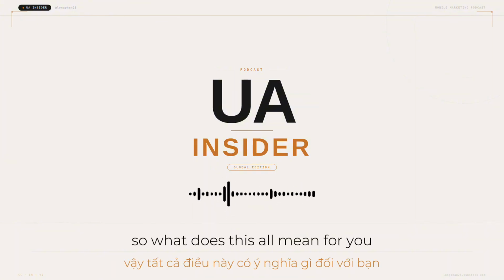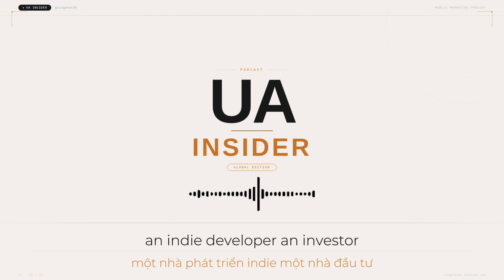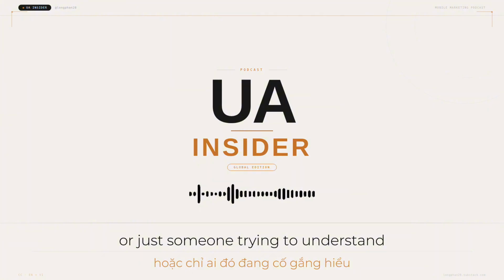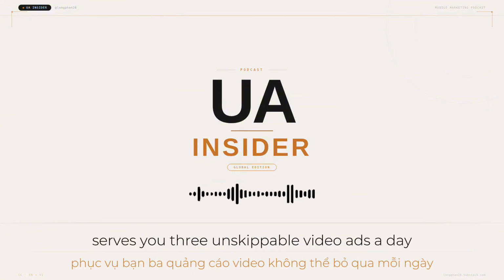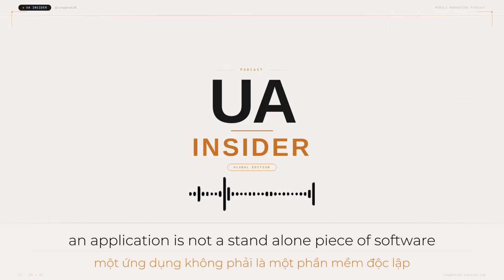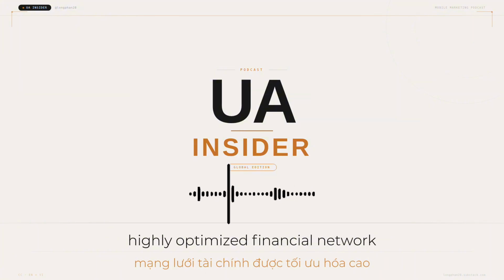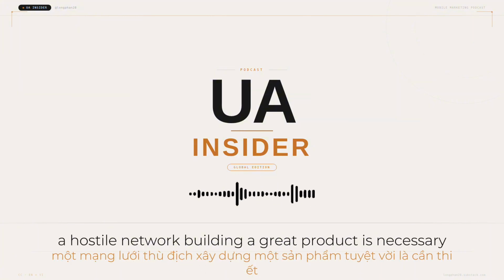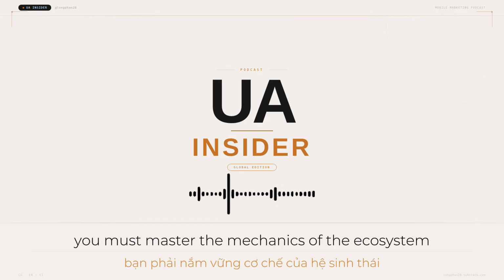So, what does this all mean for you, the listener? Whether you are a product manager, an indie developer, an investor, or just someone trying to understand why your free weather app serves you 3 unskippable video ads a day, it means you have to fundamentally shift your perspective. An application is not a standalone piece of software. It is a node deeply embedded in a hostile, highly optimized financial network. A hostile network. Building a great product is necessary, obviously, but it is entirely insufficient for survival. You must master the mechanics of the ecosystem.